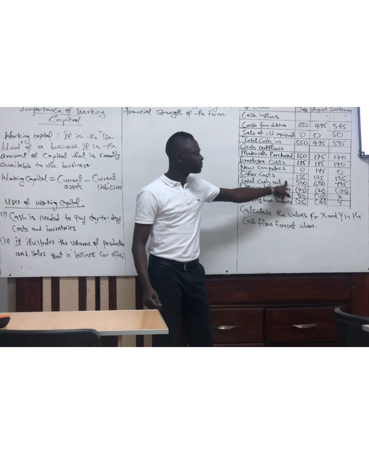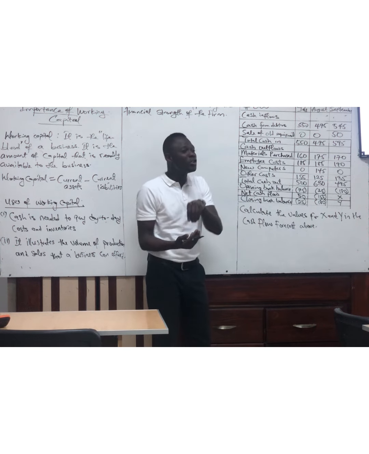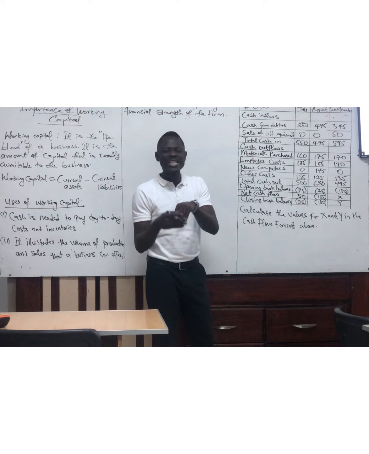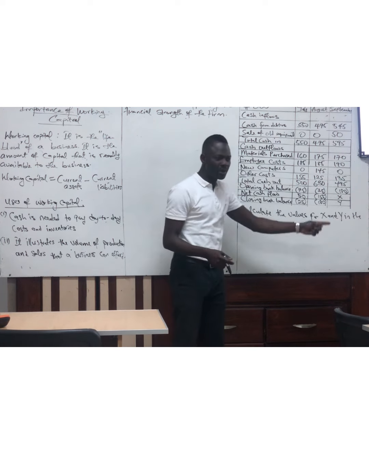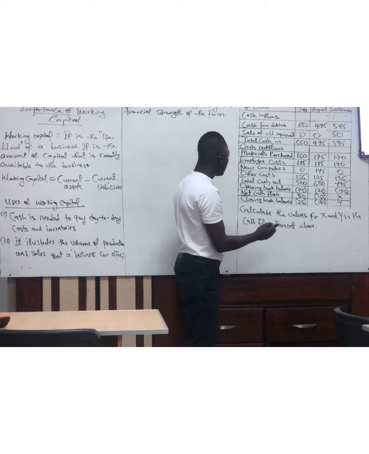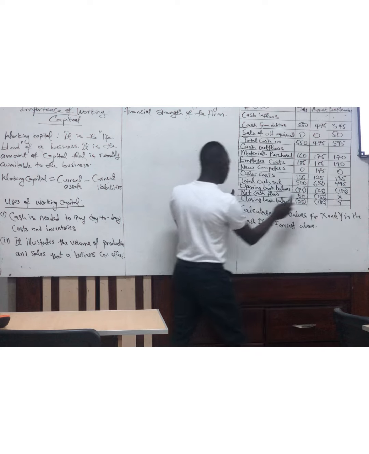I think that's clear. Then we have our opening bank balance, the amount of money you have in the bank at the beginning of the month. The closing bank balance is the amount of money you have at the end of the month, which becomes the opening bank balance in the subsequent month. So these are all about it. Now they said we should calculate the value for X and Y. We have our X as our net cash flow, right?